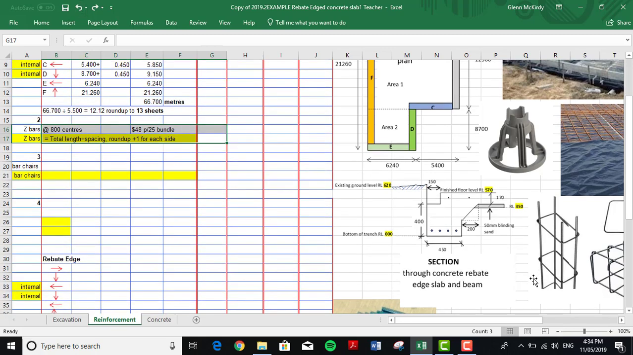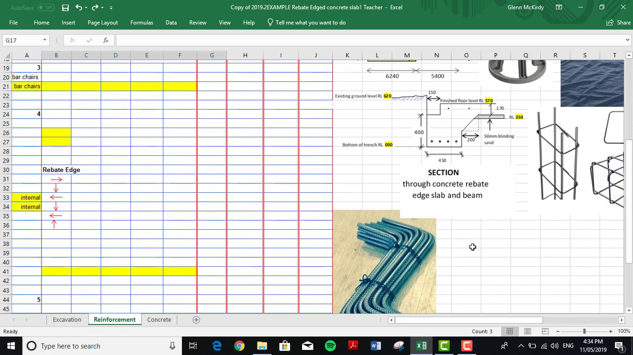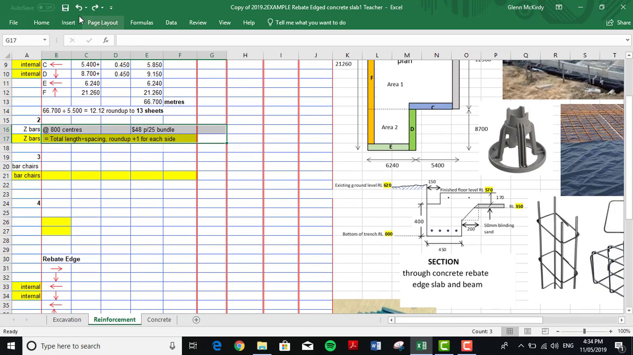Now what a Zed bar is, and we've discussed this in class, here's a Zed bar here. Now that Zed bar goes across, goes up, and goes across, and that's where the Z comes from. So what we do there, the Zed bars are spaced at 800 millimeters centers, so we go 66.7 because that's our total length, divided by our 0.8 gives us 83.375. We round it up to 84, plus 1 for each side gives us 90.